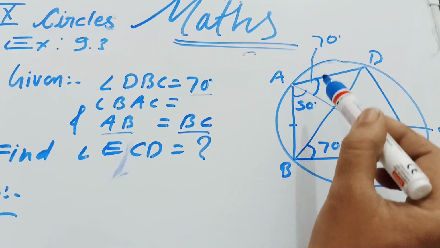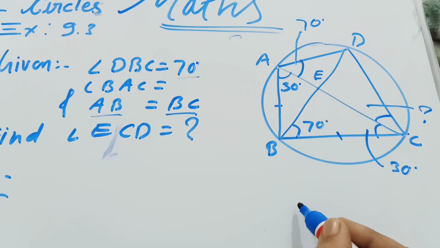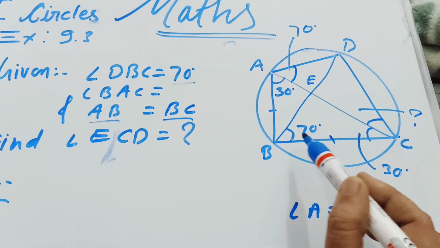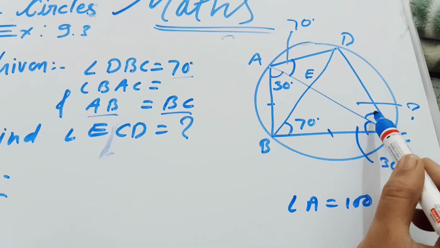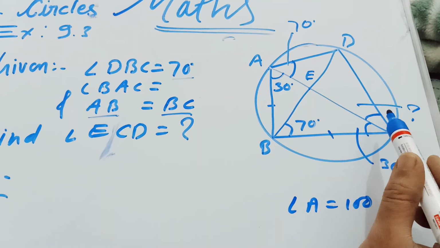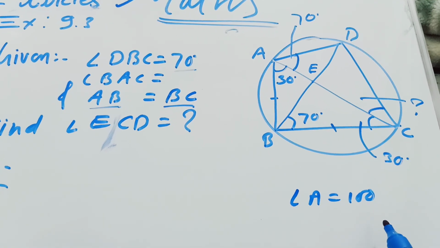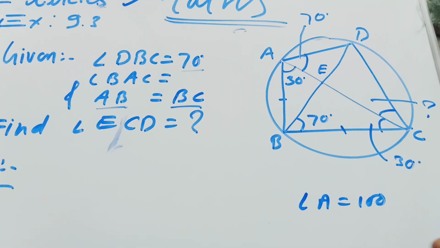DAC. Now 70 plus 30, we have angle A, that is 100. And then this is 30. We have to find only this. So we will use the sum of either pair of opposite angles of a cyclic quadrilateral is equal to 180. Then we will get it.